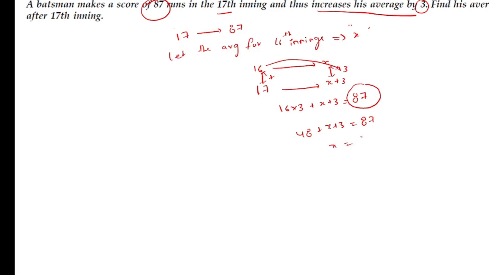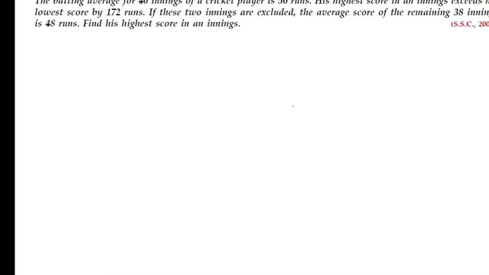X is equal to 87 minus 51. That is 36. So for 16 innings, his average is 36. For the 17th inning, what is his average? 36 plus 3, that is 39. After the 17th innings, his average is 39. This is how simple we can calculate it.